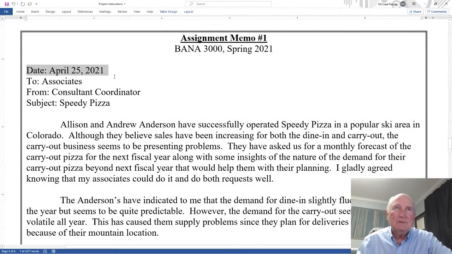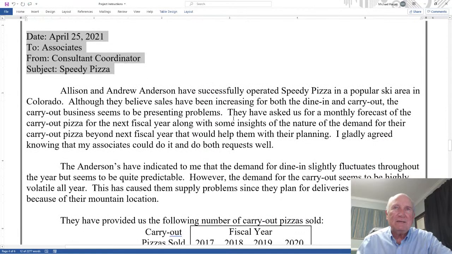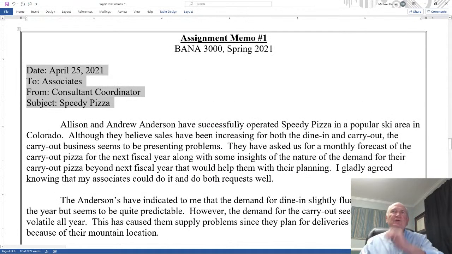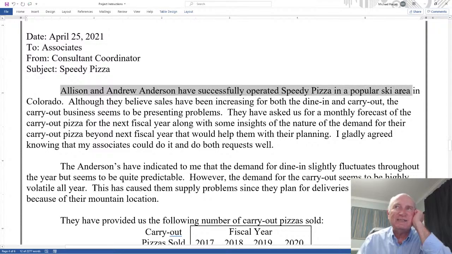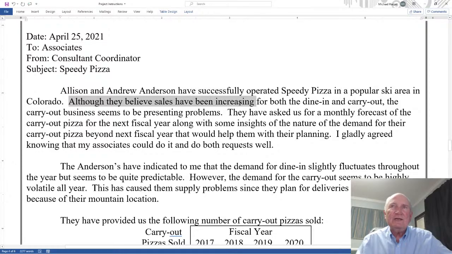There's a date, Associates Consulting, Speedy Pizza. So let's go through this. If you choose assignment memo number 1, Allison and Andrew Anderson have successfully operated Speedy Pizza in a popular ski area in Colorado. Although they believe sales have been increasing for both dine-in and carry-out, the carry-out business seems to be presenting problems.